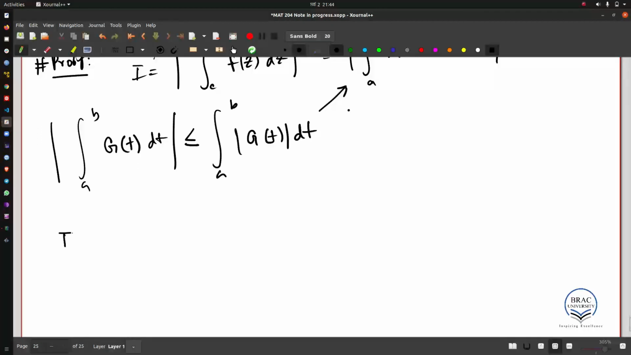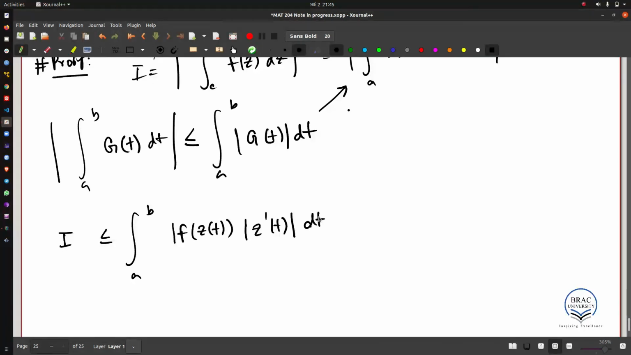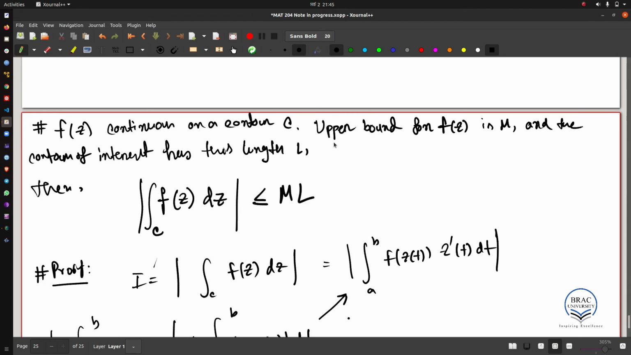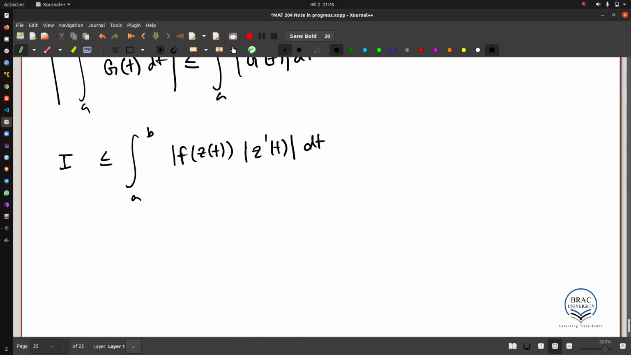If you do that, we will get the result that the modulus of I is less than or equal to the integral from a to b of the modulus of f of z of t, times the modulus of z prime of t, dt. Pretty simple, right? Now notice the fact that we said that there is some upper bound for f of z and it is denoted by M. So now we use that information to our advantage. That means I can use the upper bound right now for this f of z of t.